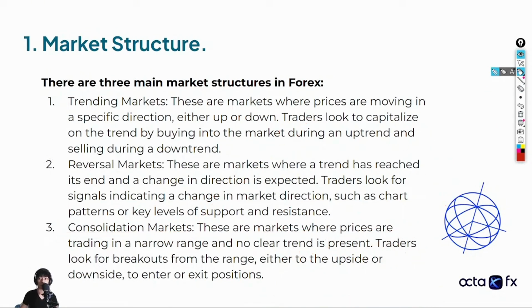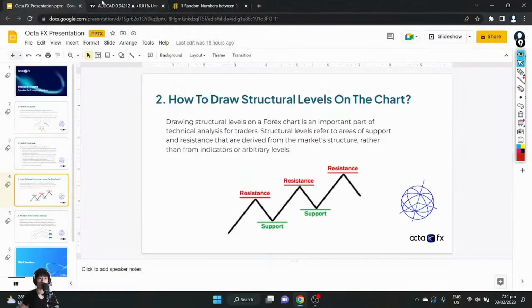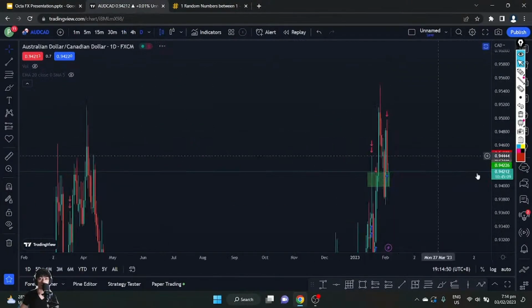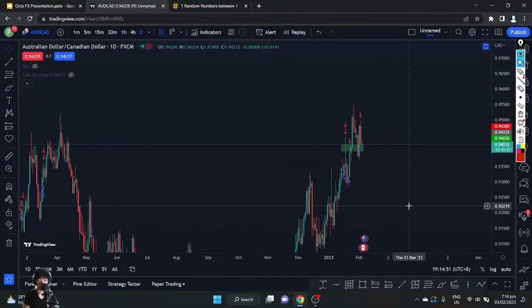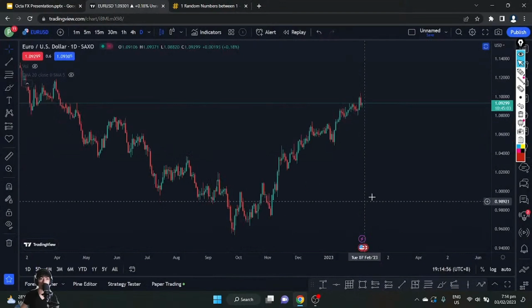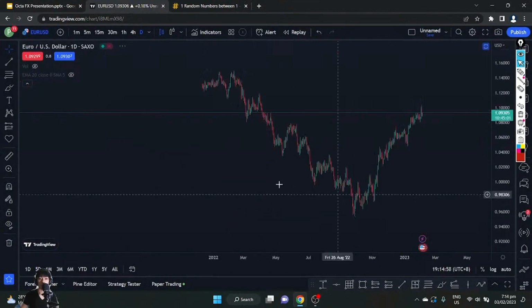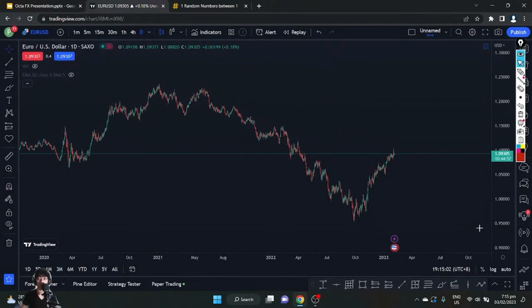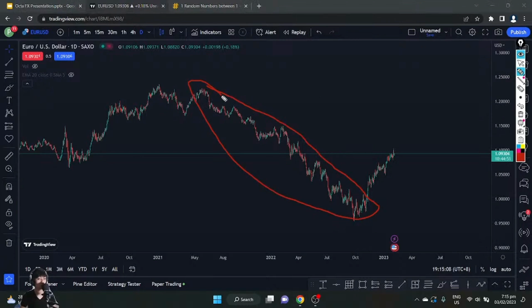Okay, so let me take a look at the live chart. Let's take a look at the EUR/USD on the daily time frame. Here, as we can see, just like what we are discussing, we have price going down, as we can see here. Every time the market is going down, that's what we call a downtrend.